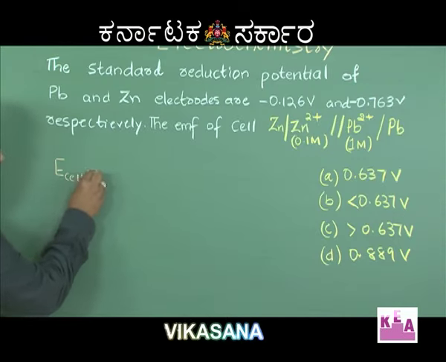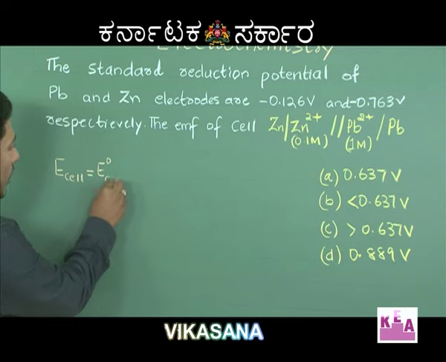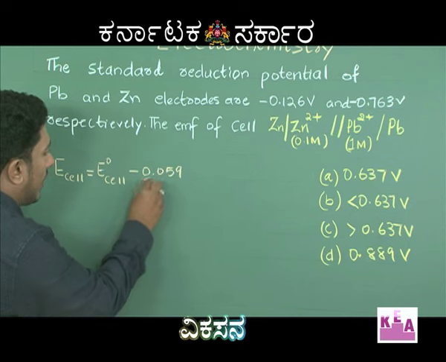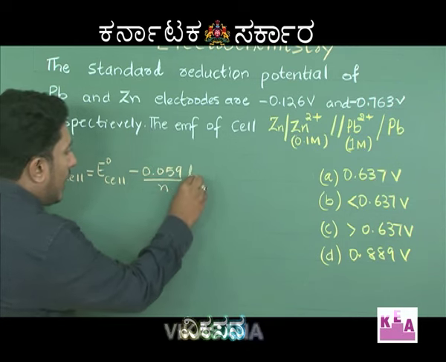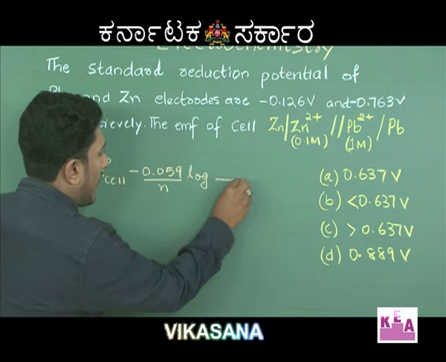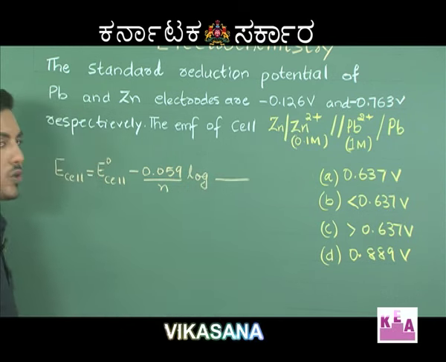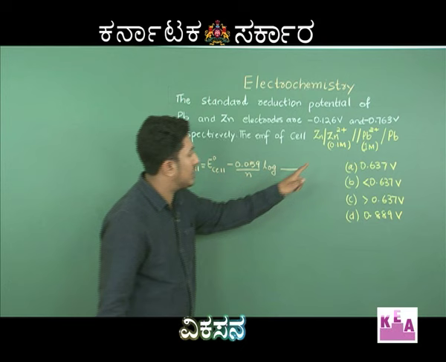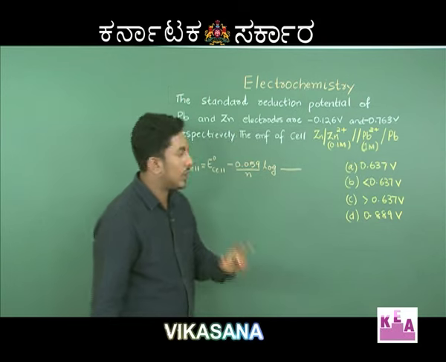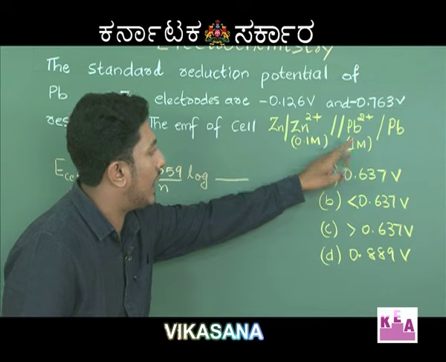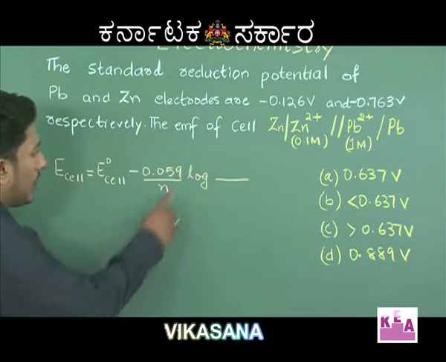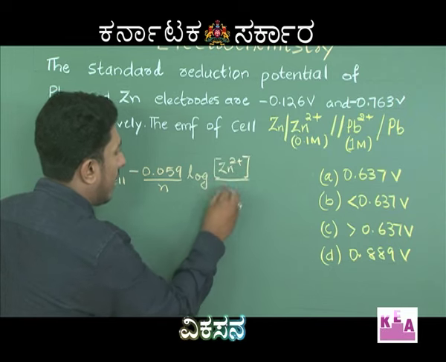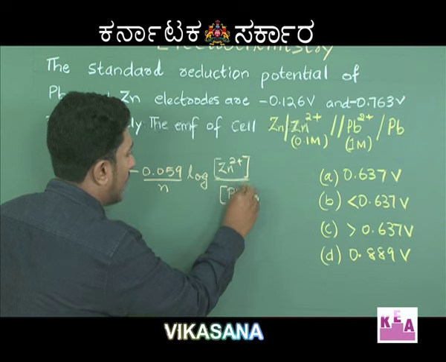EMF of the cell is equal to E naught of cell minus 0.059 divided by n into log of concentration of ions at anode divided by the concentration of ions at cathode. You can decide which is the anode and cathode based on the cell representation. Here zinc acts as anode and lead acts as cathode. Hence it will be log of concentration of zinc ions divided by the concentration of lead ions.